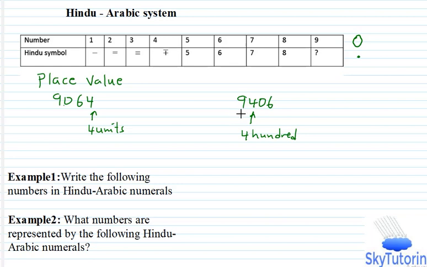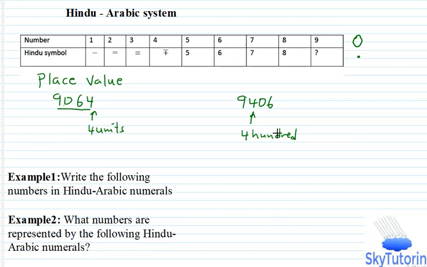Later on in our coming videos, we will be looking at what the place value system is, and we'll explain more on what place value means. But from this little explanation, you should have an idea of what place value means. The 4 in this number is not the same as the 4 here. In 9,064, the 4 is 4 units, while the 4 in 9,406 represents 400. That is what we refer to as place value.